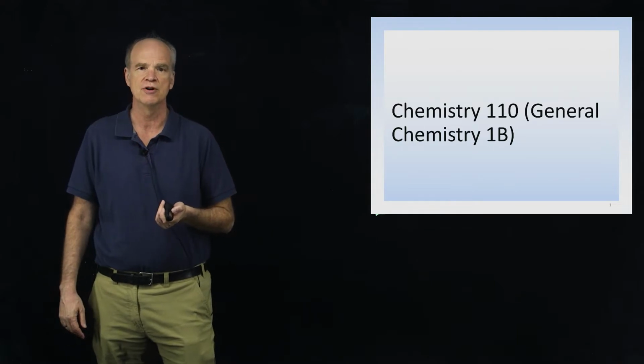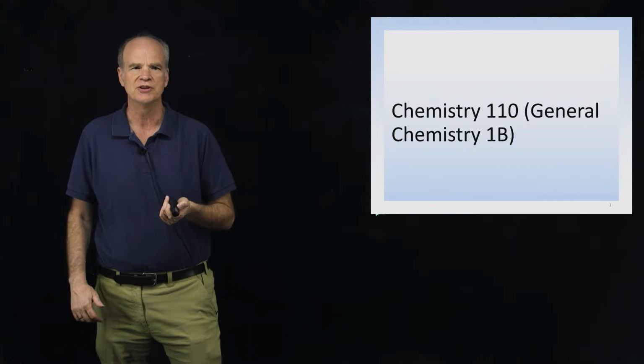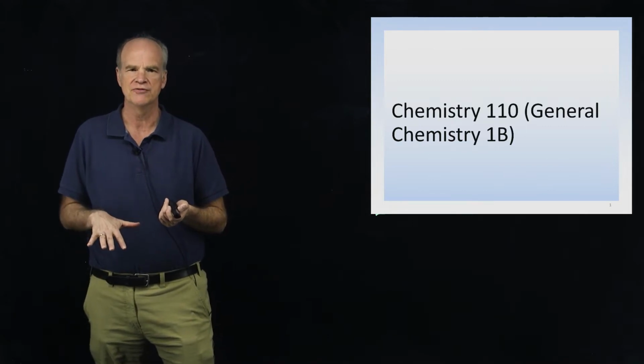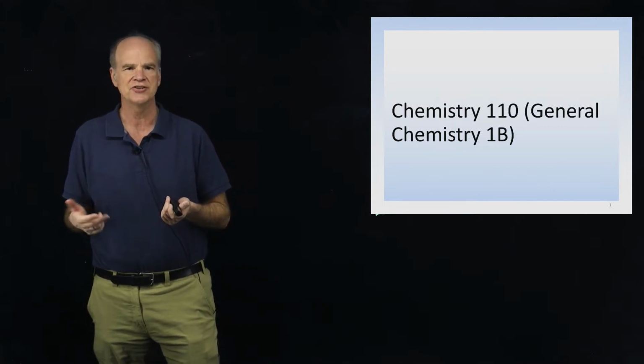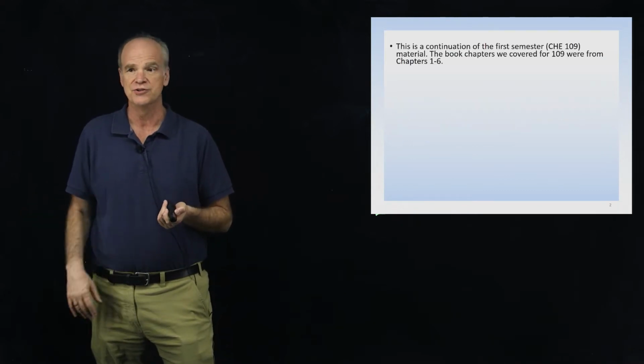It's called Chemistry 1B or Chemistry 110, and what I want to do now is briefly go over some of the material that we'll be covering in this class and put it into context of what we've already covered and what you may cover in the future.